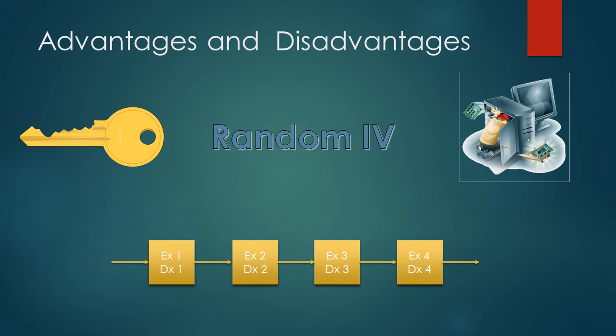While disadvantages are: randomness of IV is mandatory when using the same key more than once. It's not possible to parallelize either encryption or decryption. Blocks cannot be decrypted individually after encryption.